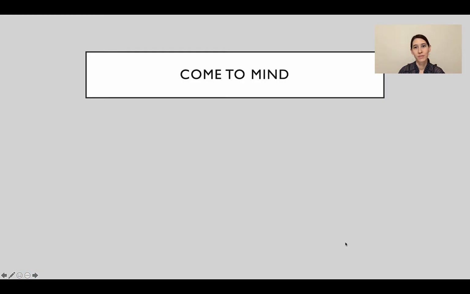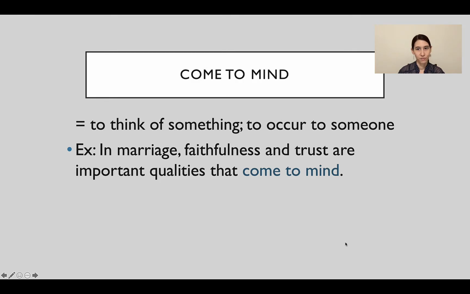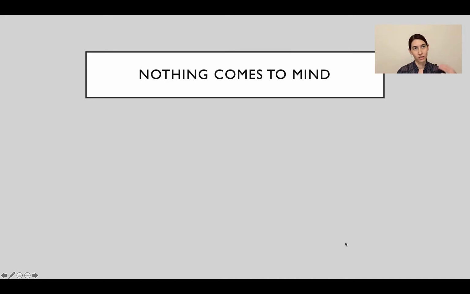The next idiom is come to mind. This means to think of something, or something that occurs to someone. For example, in marriage, faithfulness and trust are important qualities that come to mind. When thinking about marriage, you might say, oh, faithfulness and trust are important. Fill in the blank: comes to mind when I think about my childhood. So when you think about your childhood, what do you think of? What comes to mind?